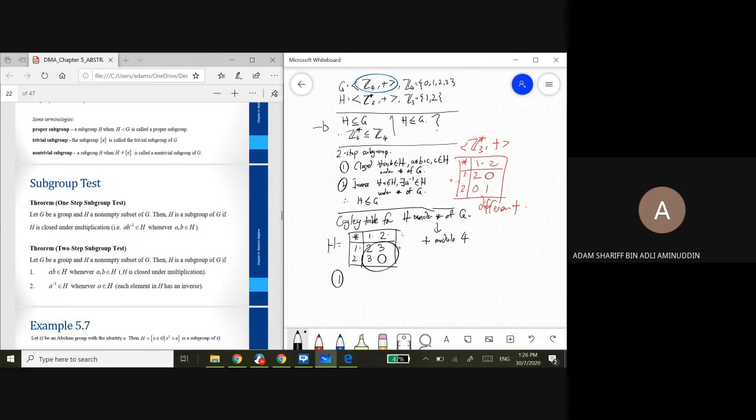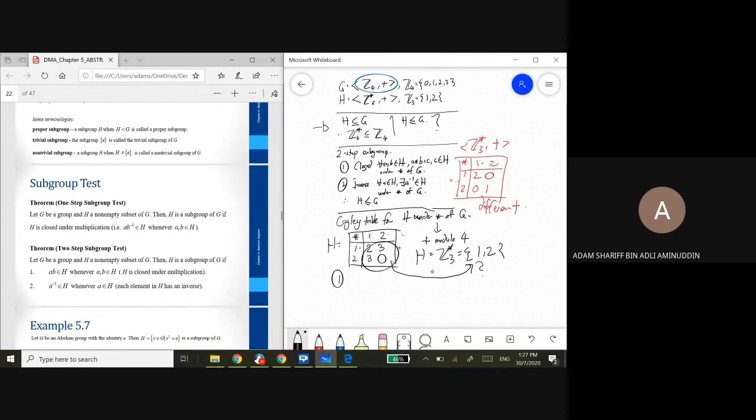Kalau closed, it means that all element must be contained in H. In this case, our H is Z3. Z3 adalah 1, 2, Z3 star. My question right now is that does all elements here is an element in Z3 star? No, definitely, clear. Okay, that's why Cayley table kena betul dulu. Cayley table kena tahu buat. It is not closed. Ya, ni silap ni.